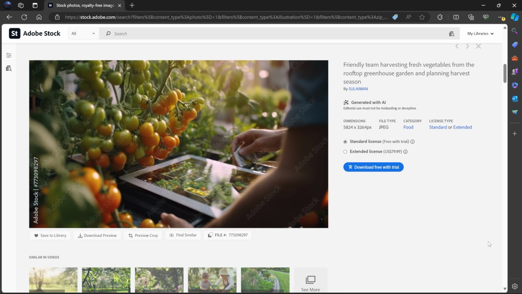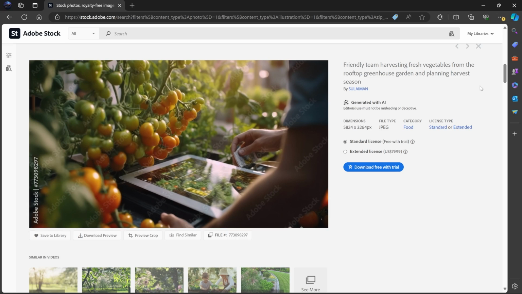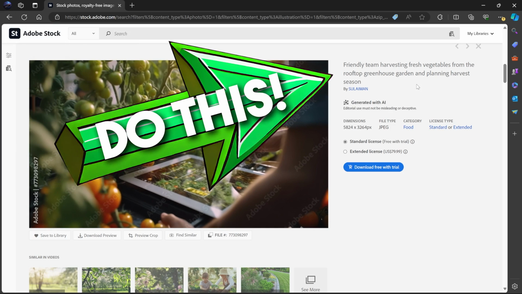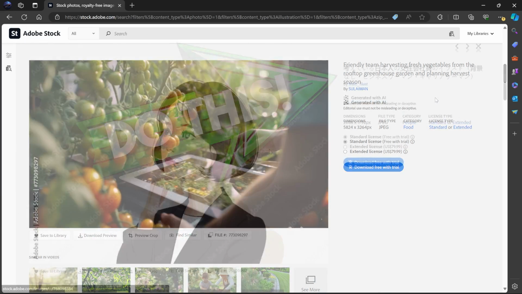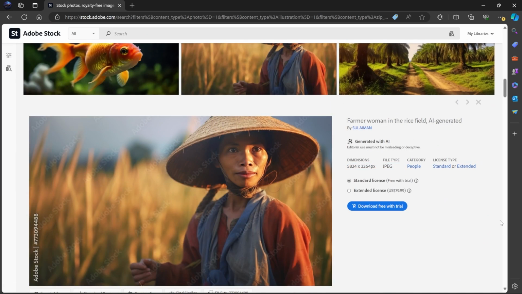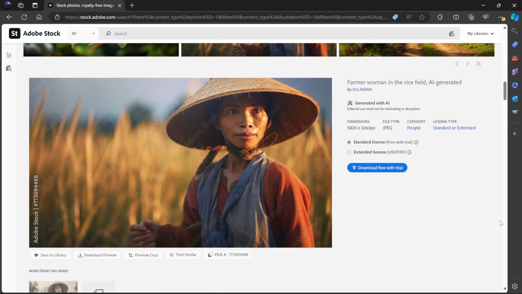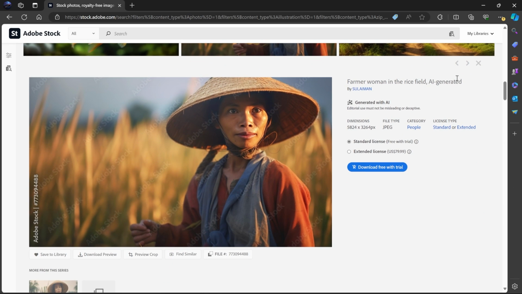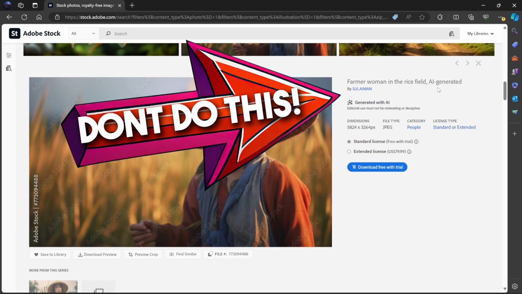Friendly team harvesting fresh vegetables from the rooftop greenhouse garden and planting harvest season. To me, this is something you do want to do. That is a great description of what is seen in the image. Very keyword rich, not repeating words. So do this. Farmer woman in the rice field, AI generated. Don't waste your characters saying AI generated. That is appearing here when you check the box. Don't do this.